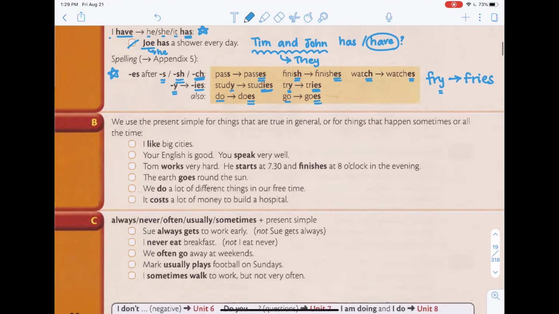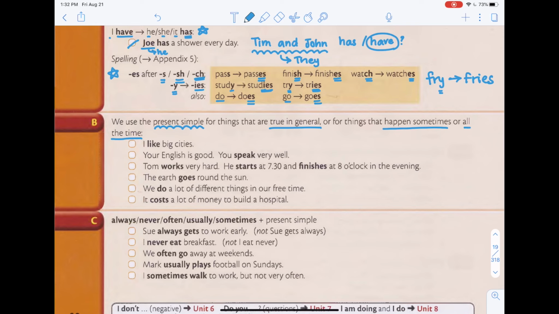So let's look at explanation B. It says, we use the present simple for things that are true in general or for things that happen sometimes or all the time. When you use present simple, you're talking about things that are true in general. That means when you talk about things that are true, you use present simple. Things that happen sometimes, present simple, or all the time, present simple.